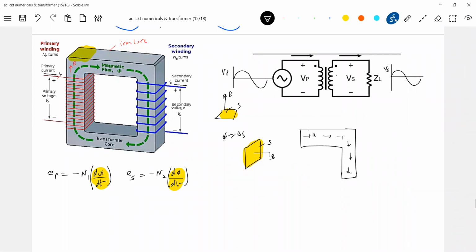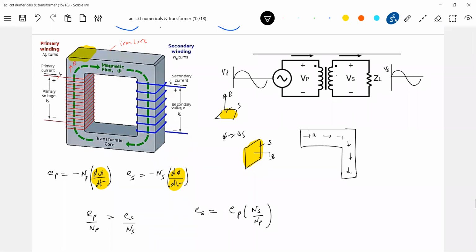So what we get is EP by NP is equal to ES by NS. So I want a secondary voltage, so ES is equal to EP by NS by NP.